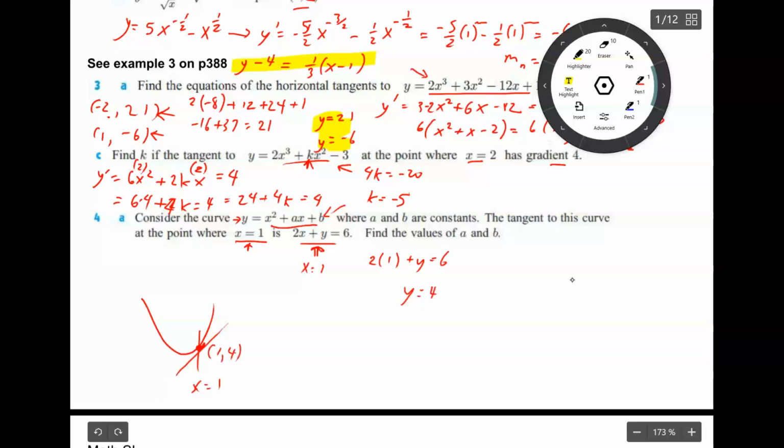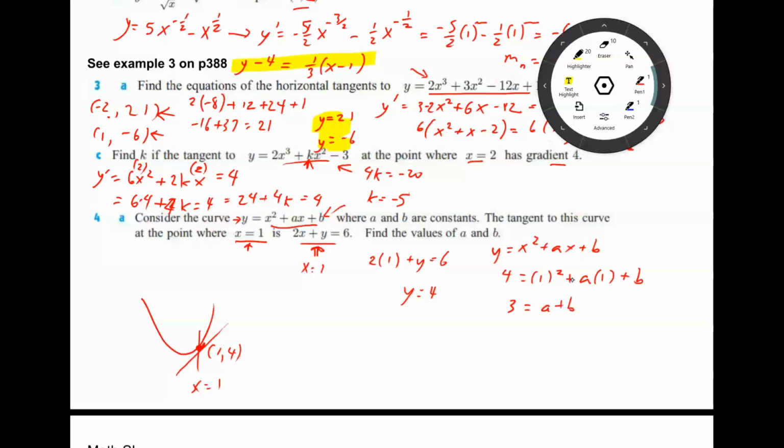All right. If we know that, we could find either a or b, I think. So let's rewrite the curve's equation with the a and the b in it. And now we're going to put in x equals 1, y equals 4. So it's going to be 4 equals 1 squared plus a times 1 plus b. Did that help? Not really, but we have a simpler equation with a and b in it. Let's subtract 1 from both sides. We'll get 3 equals a plus b. Okay, that's a little bit of information.